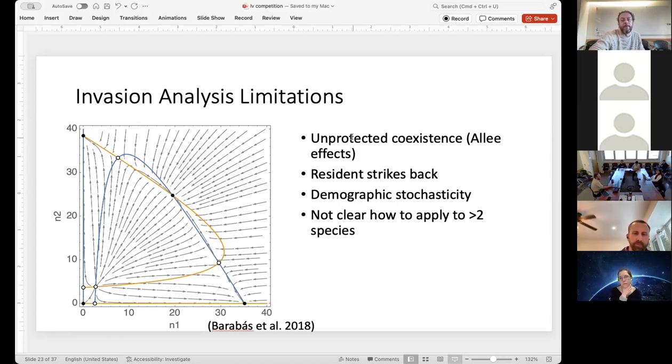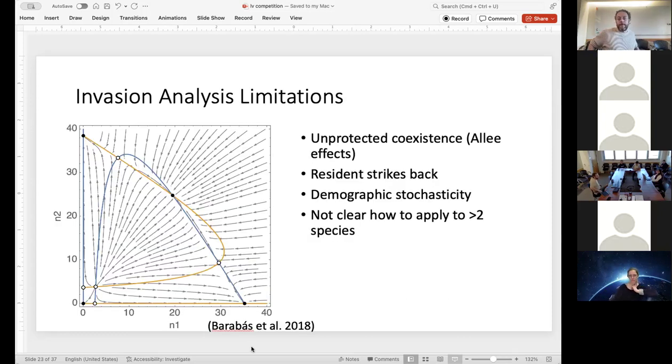Some people really want to completely chuck it because of these problems, but we only have so many techniques that actually work, so might as well hang on to the ones that mostly do, in my opinion. Okay, so that's the idea of invasion analysis. Oh yeah, and the good thing about it is it's a lot easier to calculate, right? So we'll get into that right now.